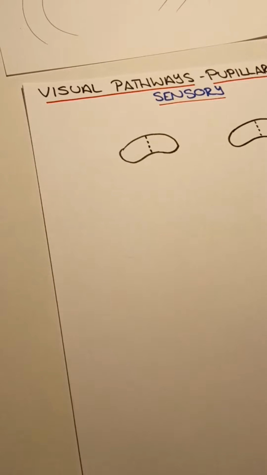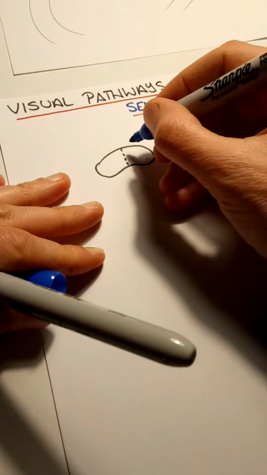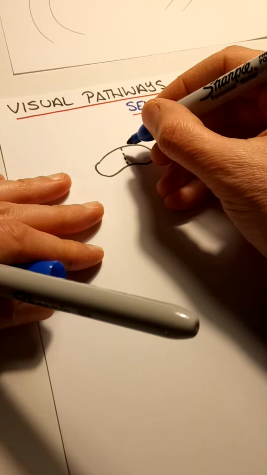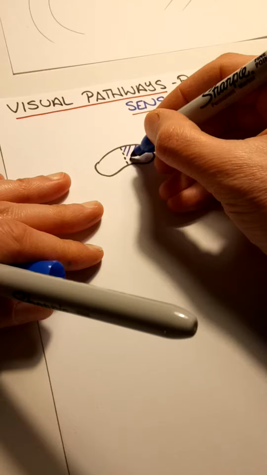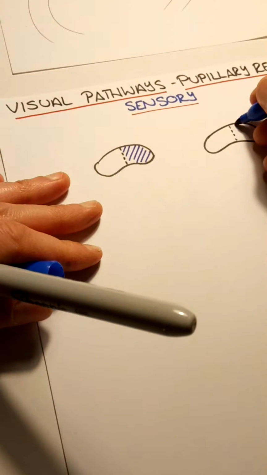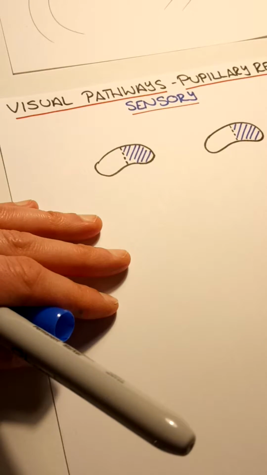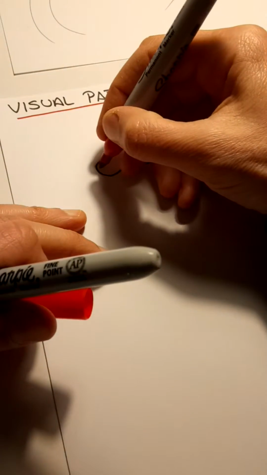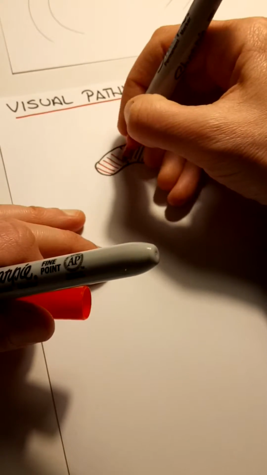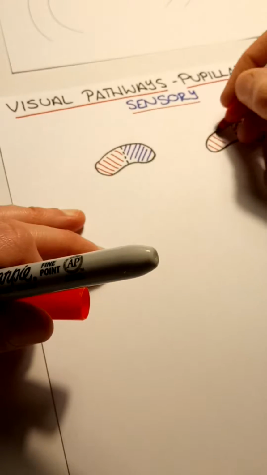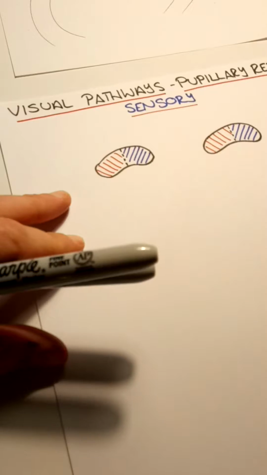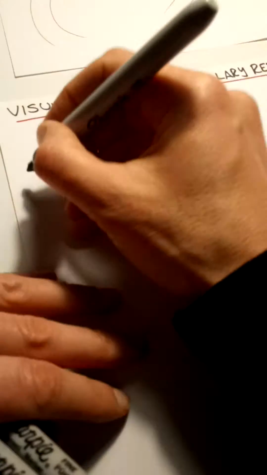Okay, so we're going to have a red side and a blue side. So we're going to have the blue side here. And then the left side, the left field of vision here. Just for good measure, it's the right side, this is the left side.